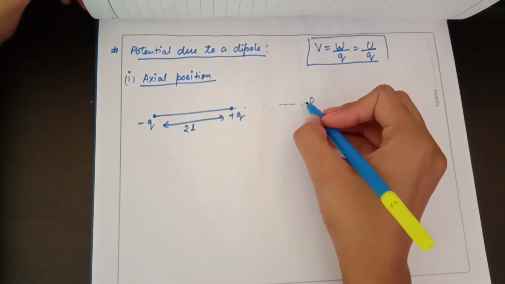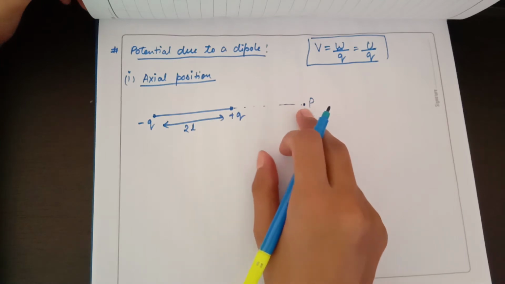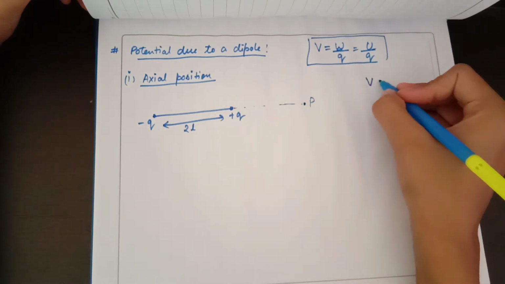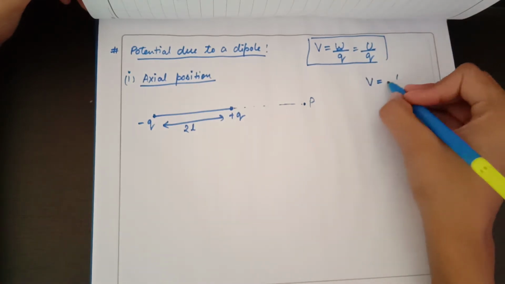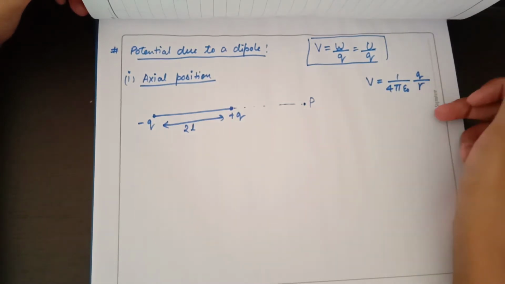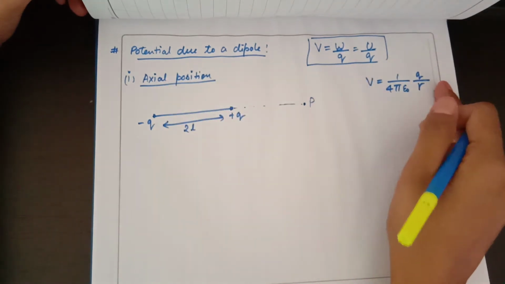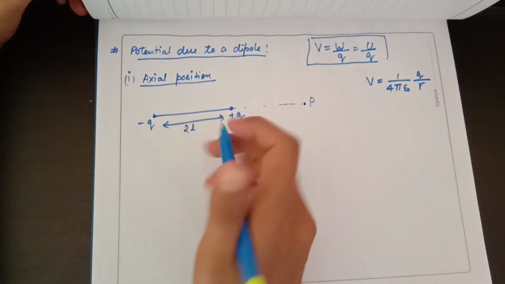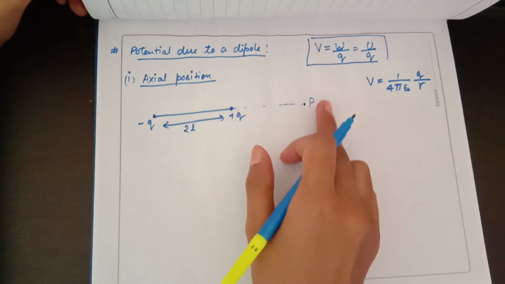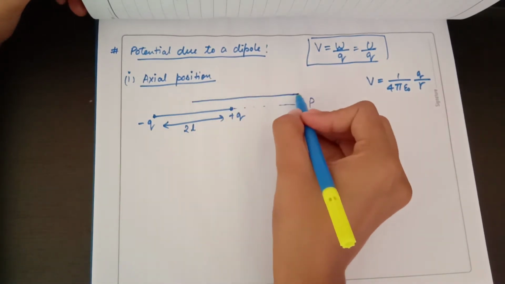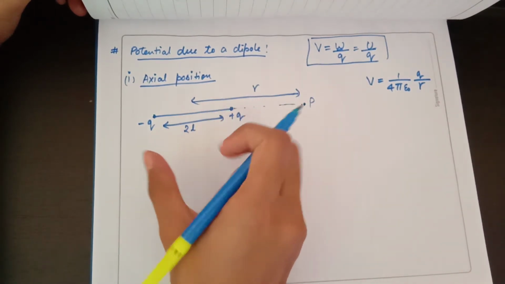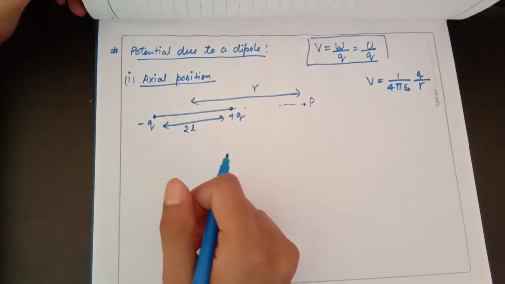If I want to calculate the potential at any axial point, then I have a formula for a point charge. Potential due to a point charge we calculated yesterday: V is equal to 1 upon 4 pi epsilon naught, Q divided by R. So in the case of a dipole we have two charges, plus Q and minus Q. And if this point P is situated at some distance R from it, we will take the distance from the middle point of the dipole. Always we will take the distance from the middle point of the dipole.